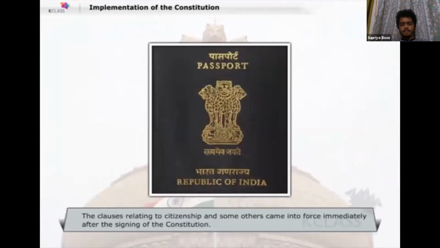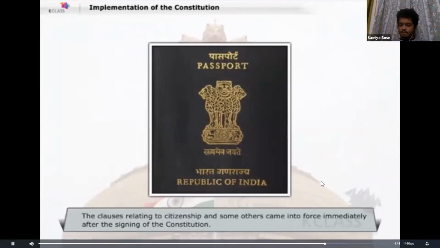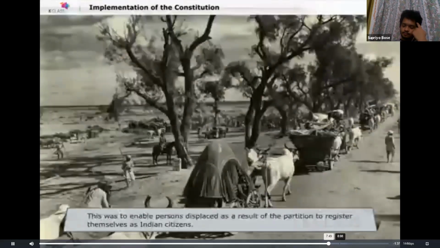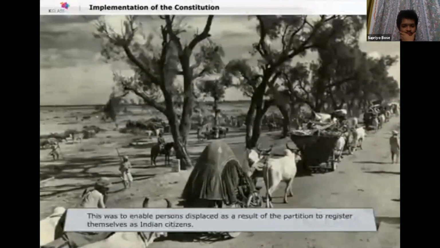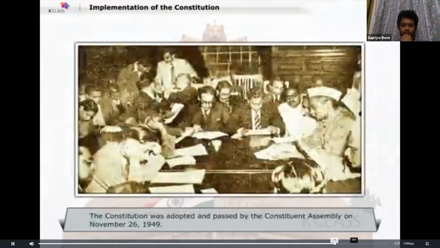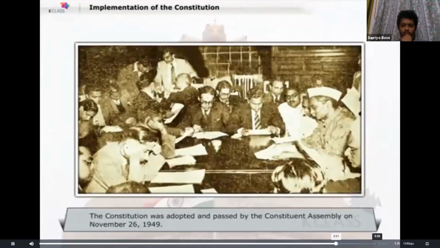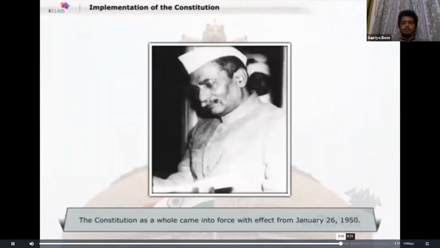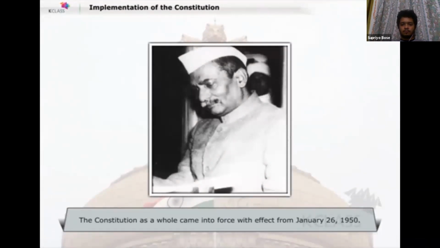The clauses relating to citizenship and some others came into force immediately after the signing of the Constitution. This was to enable persons displaced as a result of the partition to register themselves as Indian citizens. The Constitution was adopted and passed by the Constituent Assembly on November 26, 1949. The Constitution as a whole came into force with effect from January 26, 1950.